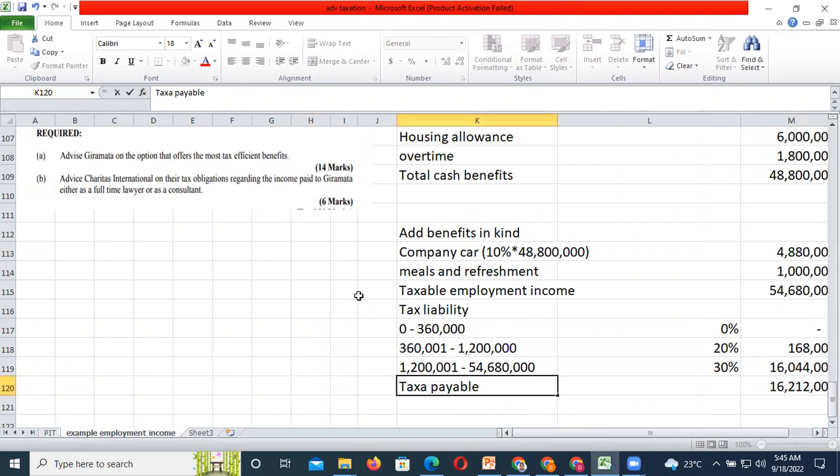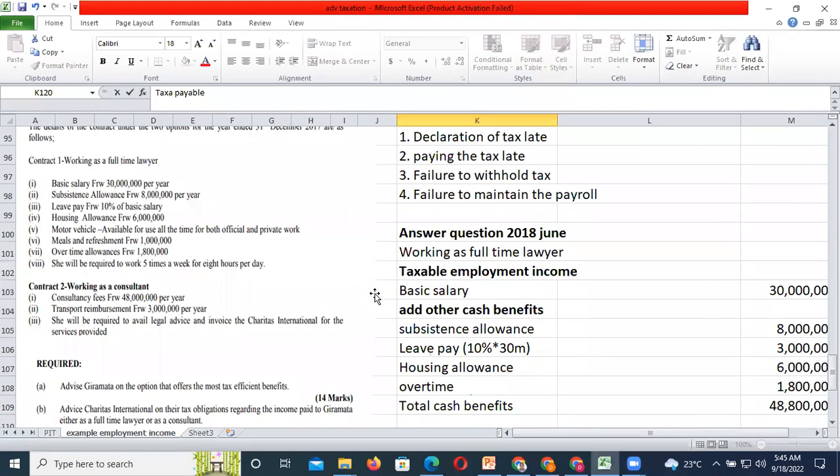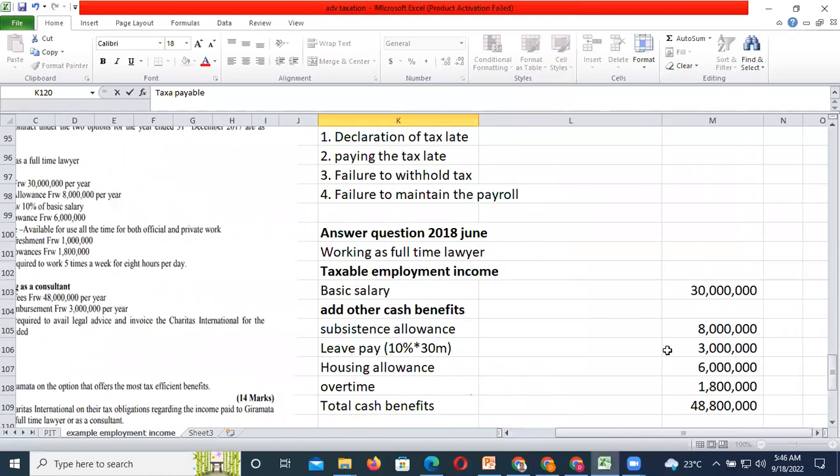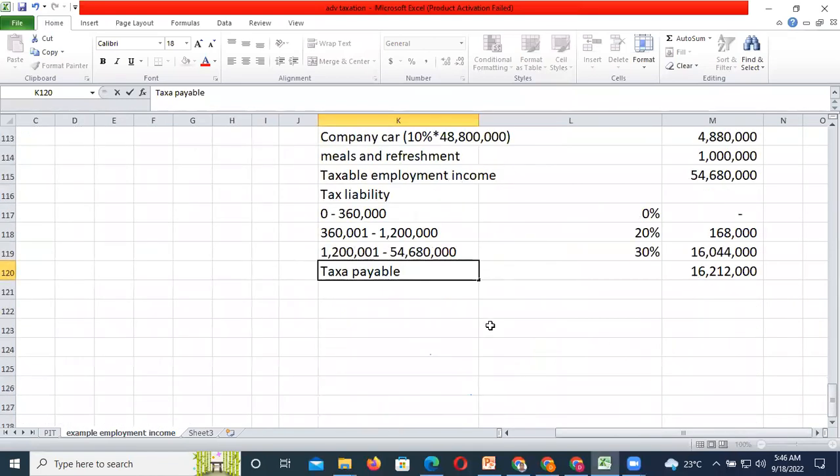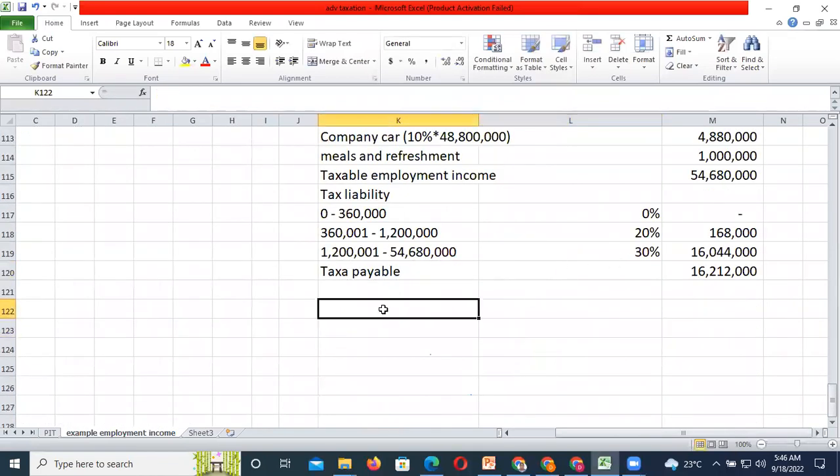Someone is asking about overtime, that they didn't specify whether it is annual. Overtime allowance, but we cannot specify that because most of the figures they are giving us are annual. We cannot specify that this one is per month. So because we need to make a decision, this is the tax payable.